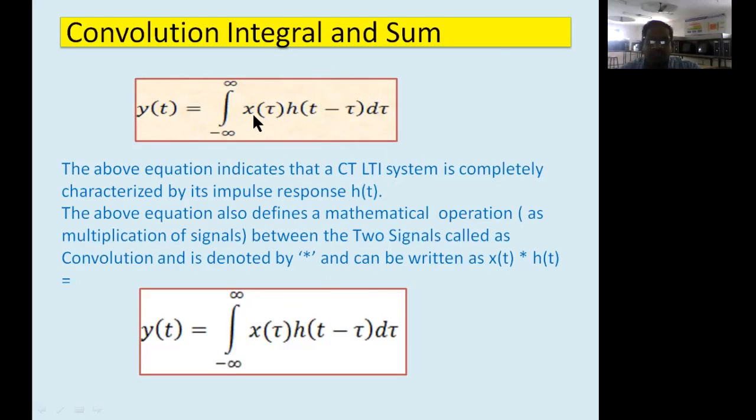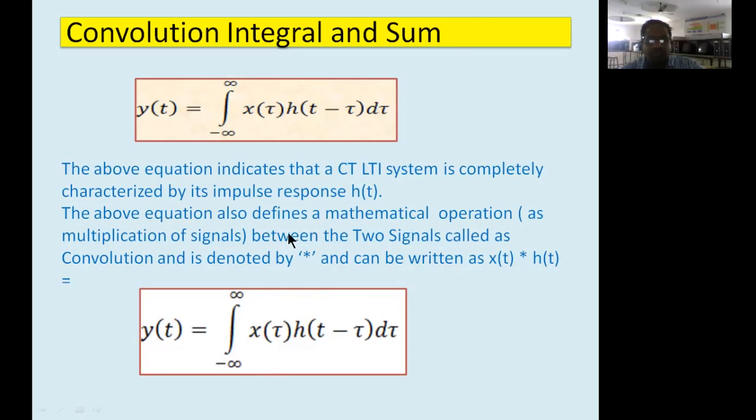So the entire convolution process is normally characterized by the impulse response of the LTI system. So the system h of t that we use should be the impulse response of an LTI system. Now mathematically we can denote convolution by the symbol star, and by this symbol we can represent the convolution integral.